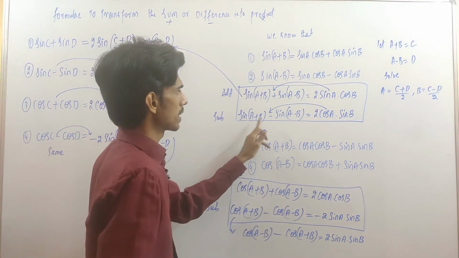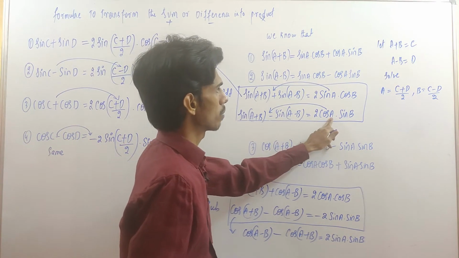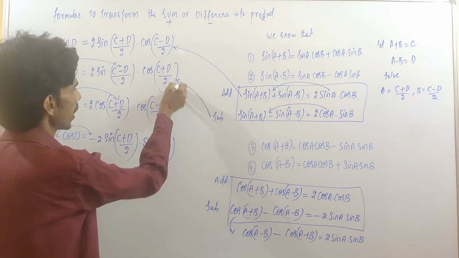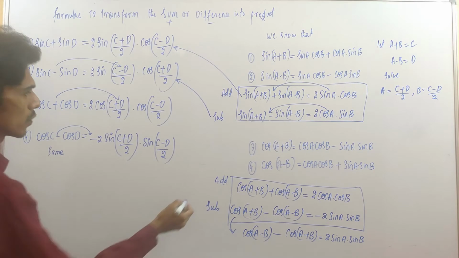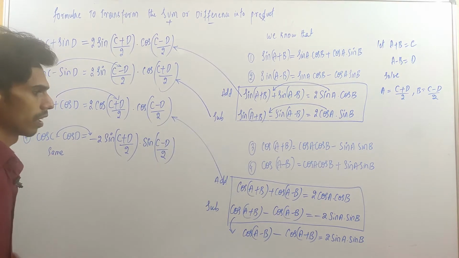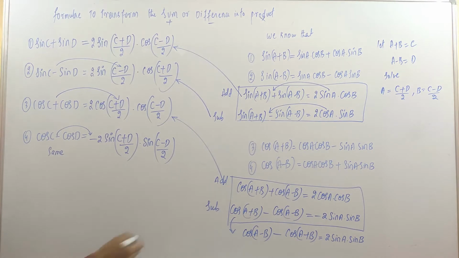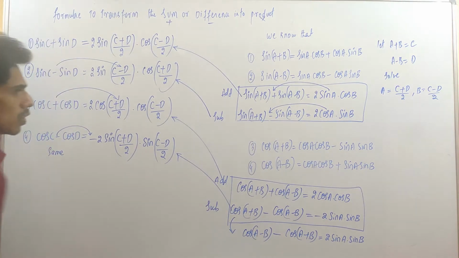Similarly, this will become sin C minus sin D is 2 cos C plus D by 2 sin C minus D by 2. So from this, these formulas have come. Now this cos C minus cos D, so this will become this. So these are the formulas that you have to remember.